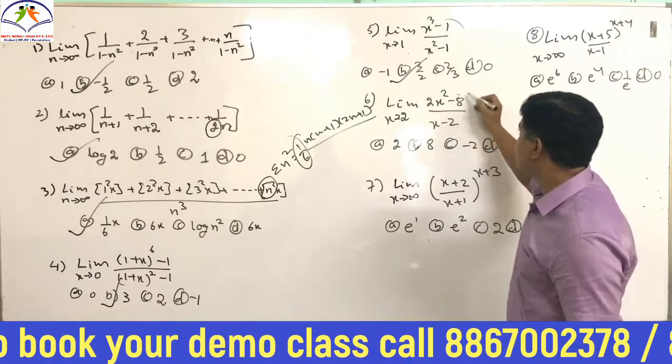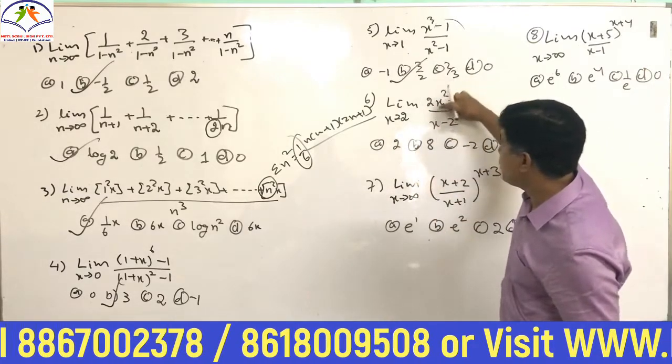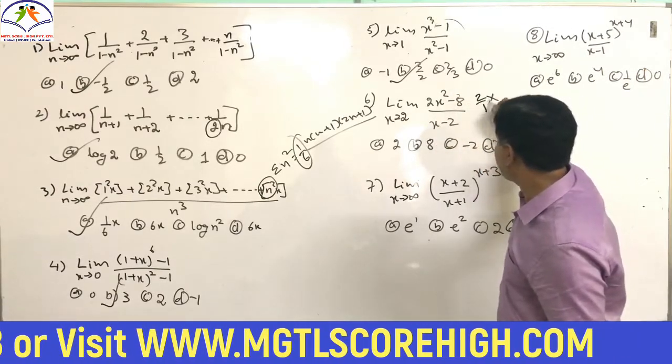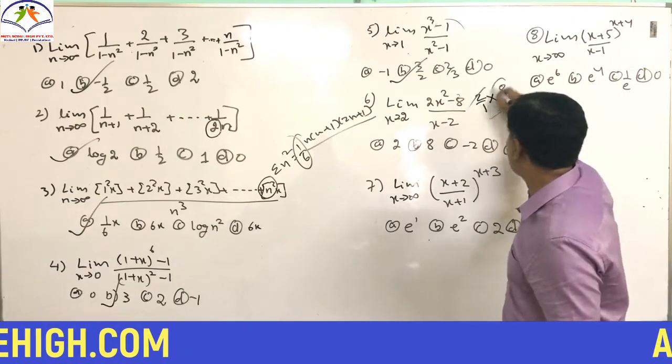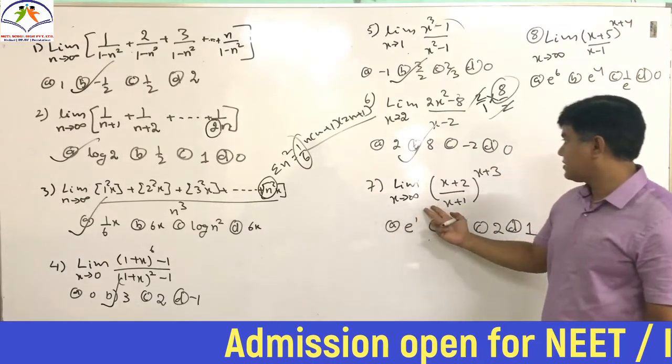Here the difference is minus 8, here the difference is minus 2. Okay? So how to do it? See the ratio of the powers, 2 by 1. Now the ratio is multiplied by the ratio of the constants, 8 by 2. So what's the answer? 2 to 1, and the rest is over 8. Let's go to the next question.